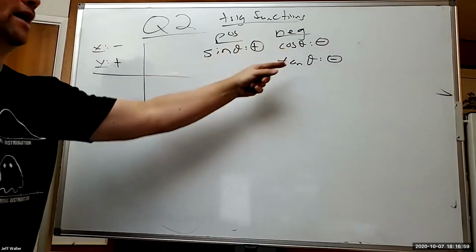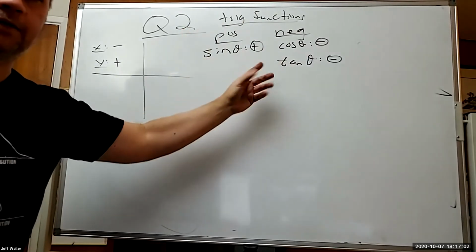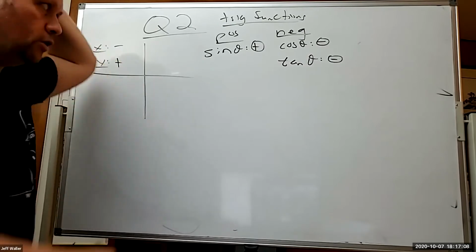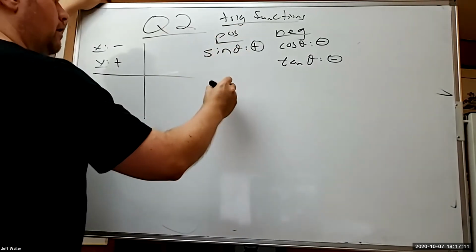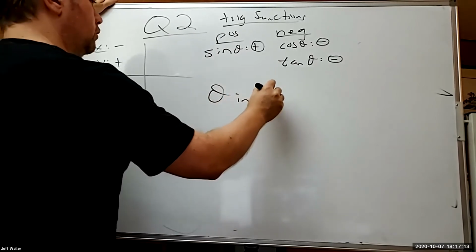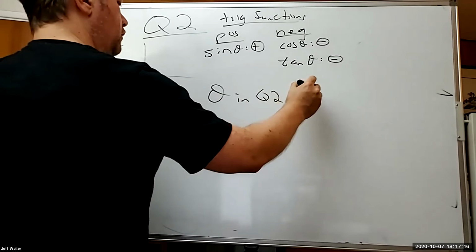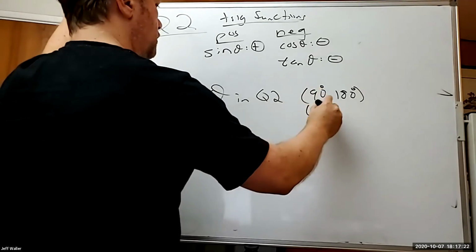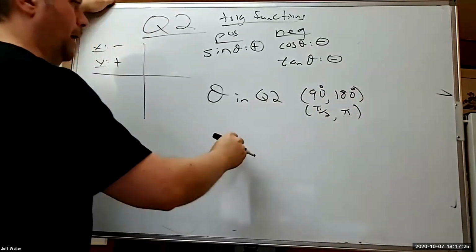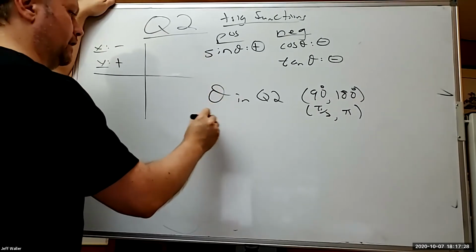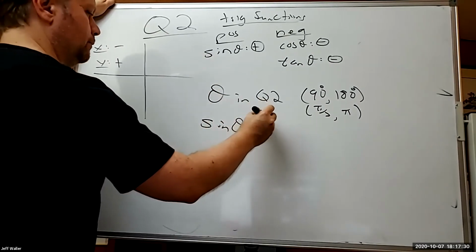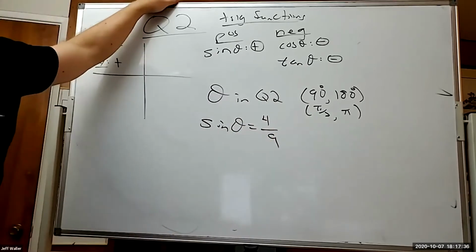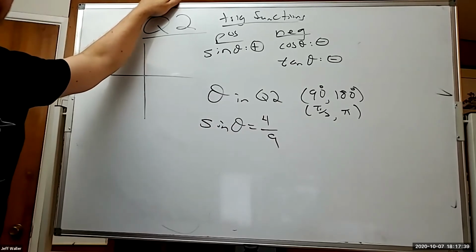Please don't memorize this. Why would you? You could just go based on the problem. So if I told you that I have an angle in quadrant 2, meaning it goes from 90 to 180 degrees, or pi over 2 to pi radians, and I tell you that sine theta is, what do you got, Jeff? 4/9. Why not? Can you figure out what cosine and tangent will be?